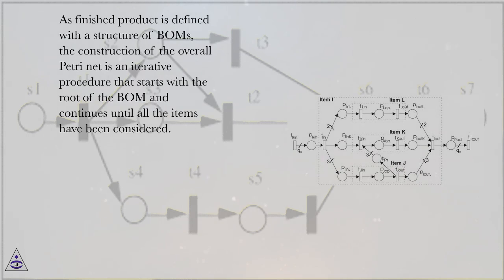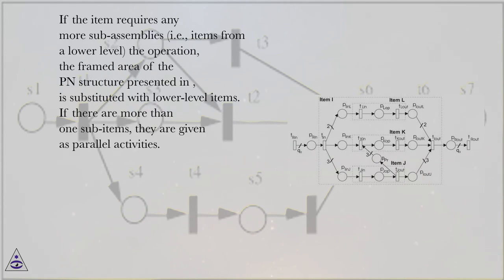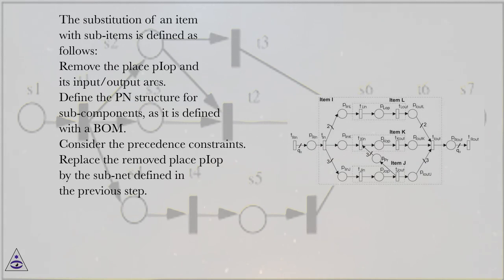As a finished product is defined with a structure of BOMs, the construction of the overall Petri net is an iterative procedure that starts with the root of the BOM and continues until all the items have been considered. If the item requires any more sub-assemblies, i.e., items from a lower level, the operation, the framed area of the PN structure presented, is substituted with lower level items. If there is more than one subitem, they are given as parallel activities. The substitution of an item with subitems is defined as follows.